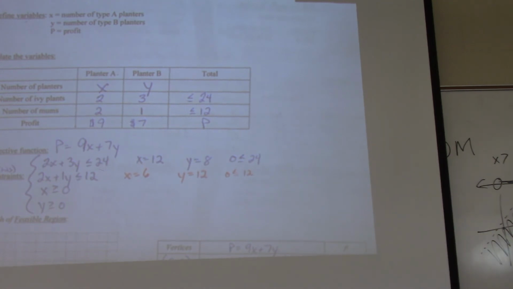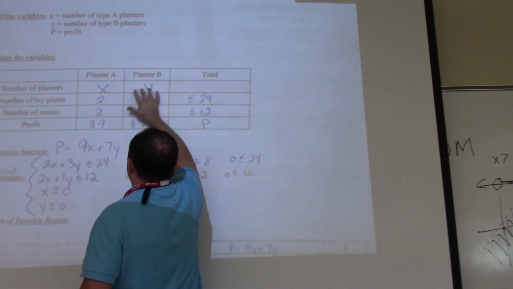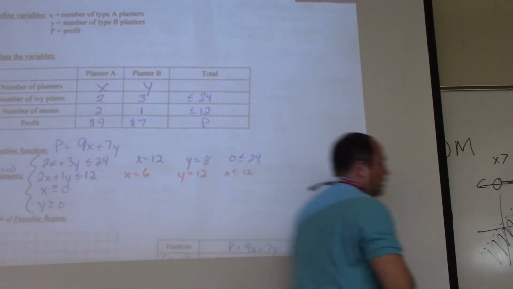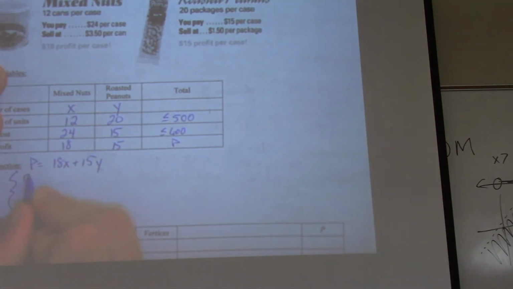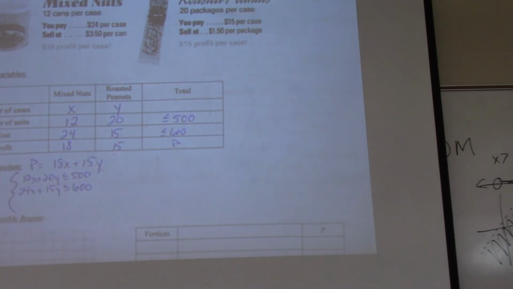So again, what did I do in this previous problem? I just went right across. 2x plus 3y is less than or equal to that. 2x plus 1y is less than or equal to that. So similarly, what we should have on the next page is right across. 12x plus 20y is less than or equal to 500. 24x plus 15y is less than or equal to 600. Did you guys put any other ones?